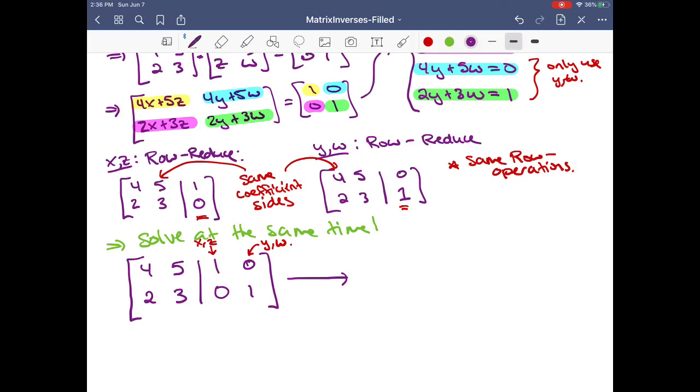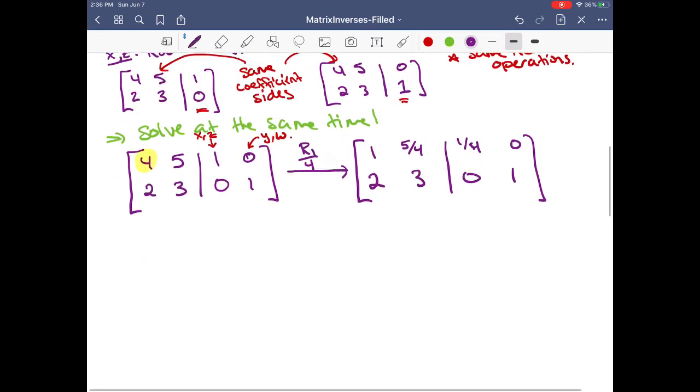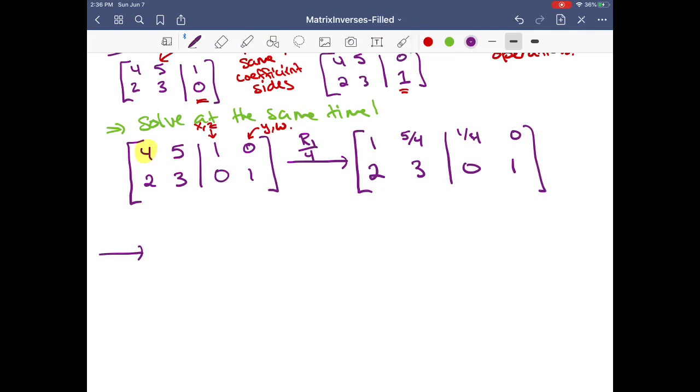So my first step, I'd want to pivot around this first entry. So I'm going to do row 1 divided by 4. I have to divide the whole row by 4. So I'm going to get 1, 5 over 4, 1 over 4, and then a 0. Row 2 didn't change. Now I'm still pivoting around this number. So I want to do row 2 minus 2 of row 1. Now I'm only changing row 2.